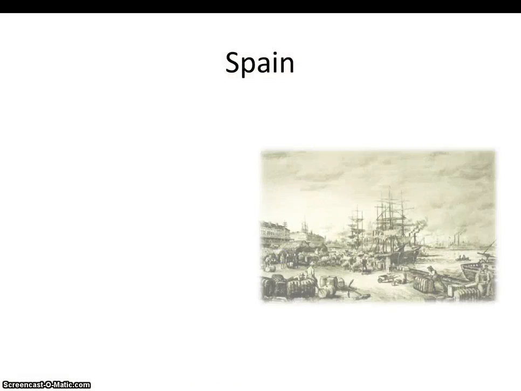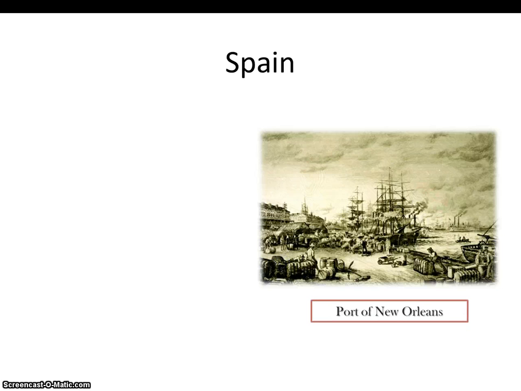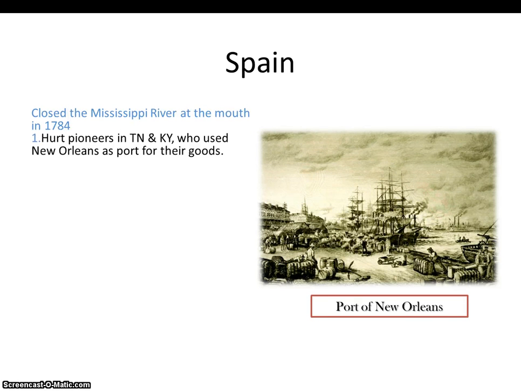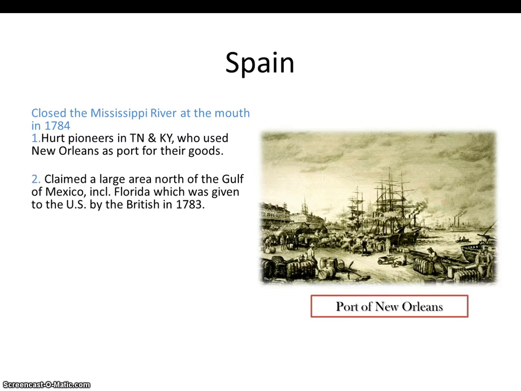We also had to contend with Spain, and Spain controlled the port of New Orleans, and they closed the Mississippi River at its mouth in 1784. This hurt pioneers in Tennessee and Kentucky who used New Orleans as their port to get their goods to other parts of America as well as other parts of the world.